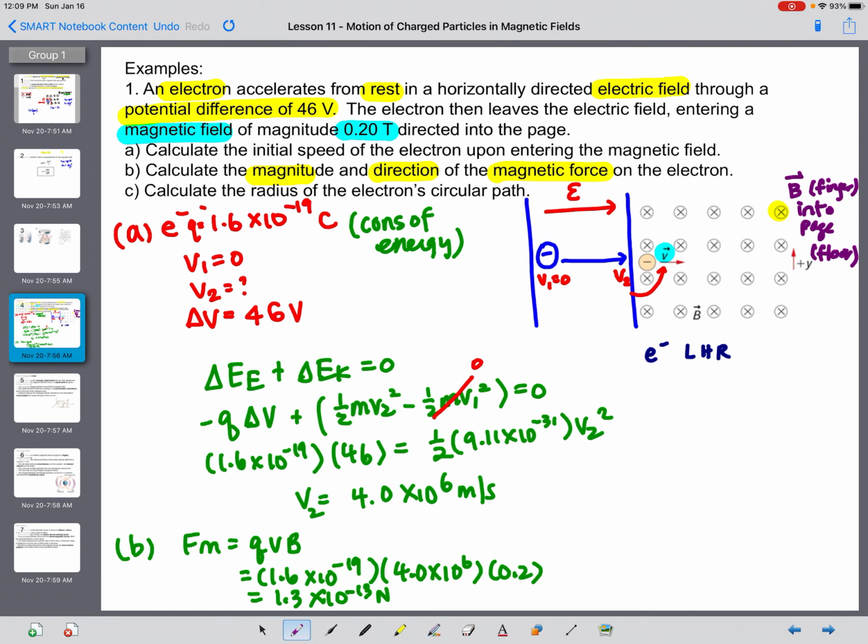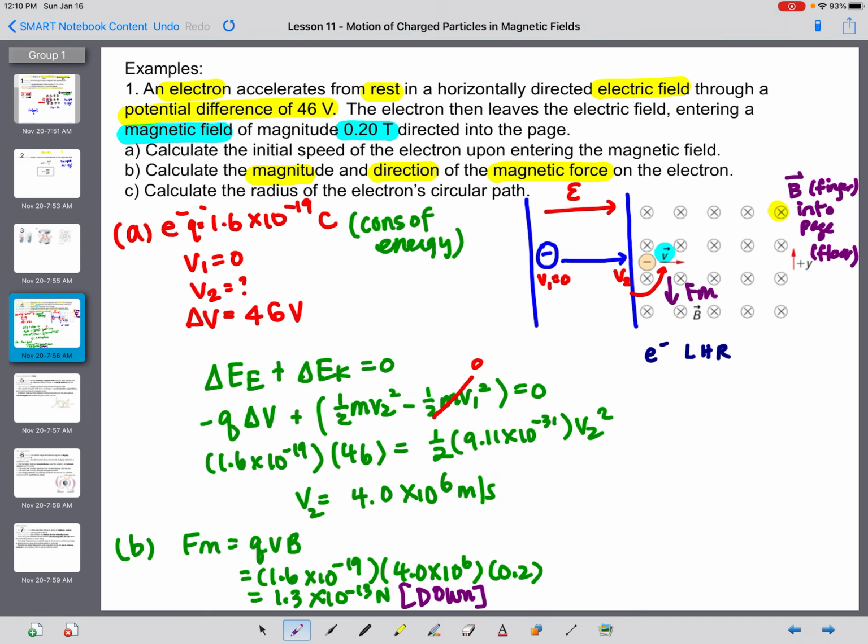I'm going to repeat this again. Pointing your fingers from ceiling towards the ground, so my fingers are pointing downwards. My thumb is going towards the right-hand side of the paper. My palm is actually facing to the bottom of the picture, so my palm is going down. This is where Fm is. So the direction is downwards towards the bottom of the paper.